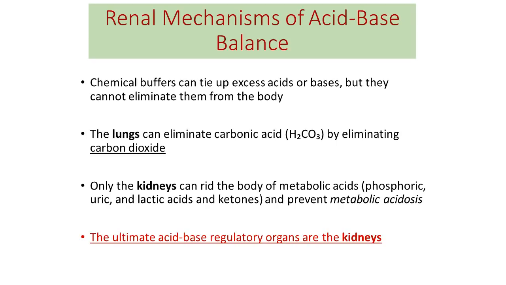But only the kidneys can rid the body of the metabolic acids: phosphoric, uric, lactic acids, ketones. All these structures that are made from metabolic reactions in the cells can actually be rid of through the kidneys. And this is important because if we can't get rid of these acids, it eventually results in a condition known as metabolic acidosis, where all fluids in the body are becoming more and more acidic, and can eventually become life-threatening.